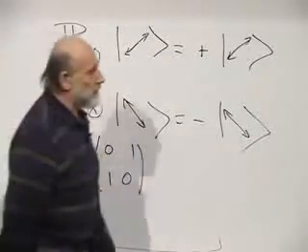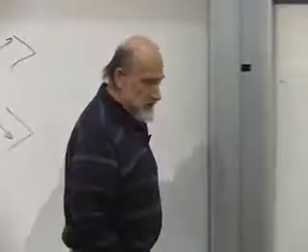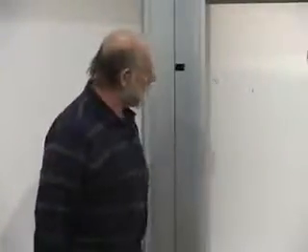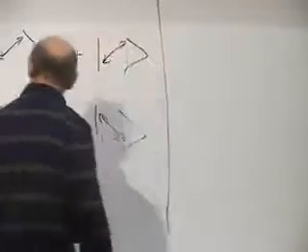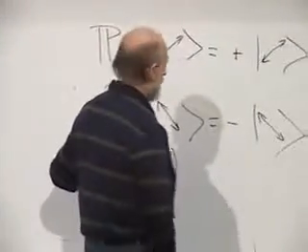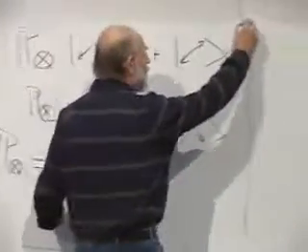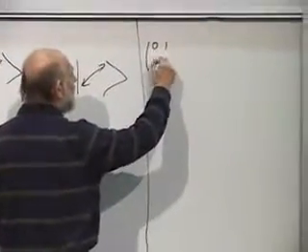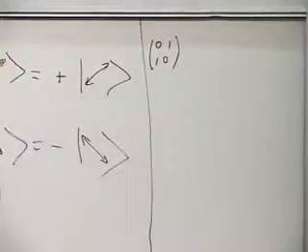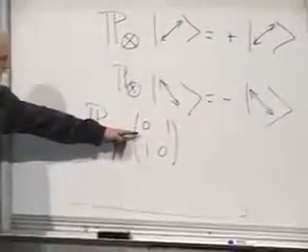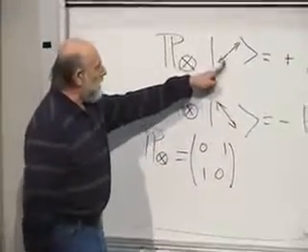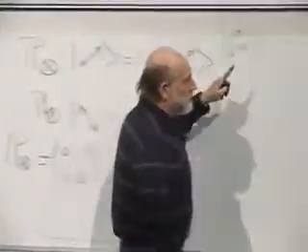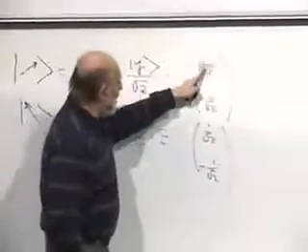All right, let's go to another blackboard. Let's see. Where shall we do this? I guess just over here. All right. So what this says is that the matrix 0, 1, 1, 0, that's the conjectured form for this polarization observable, multiplies this vector, but that's just 1 over square root of 2, 1 over square root of 2.